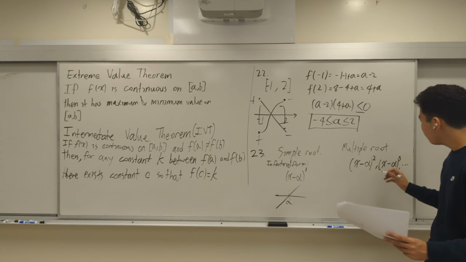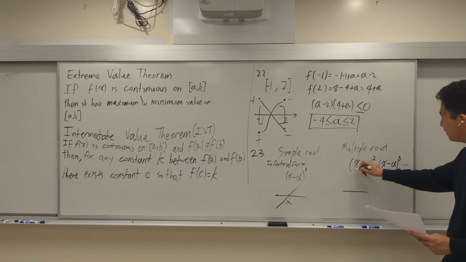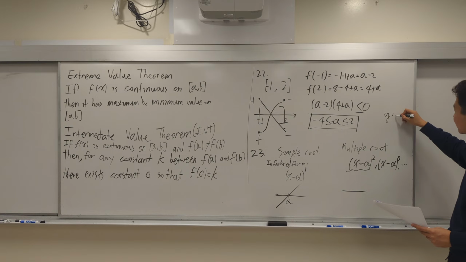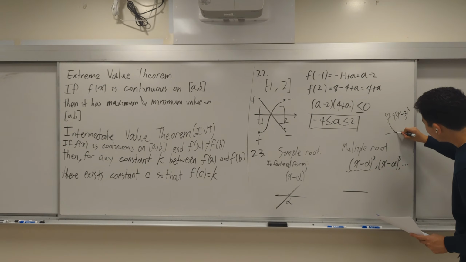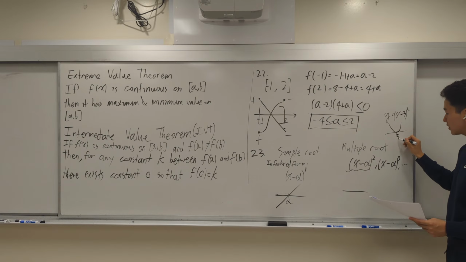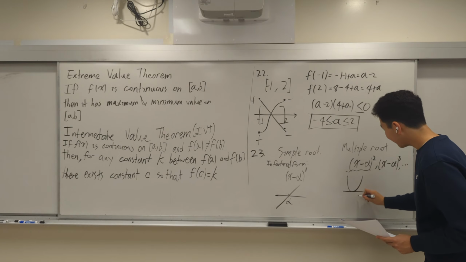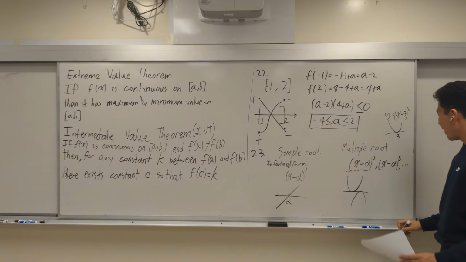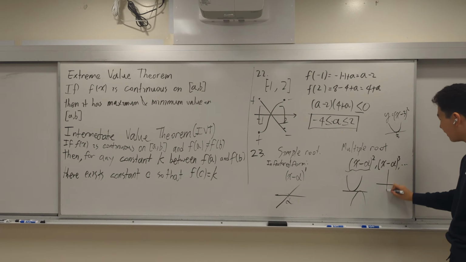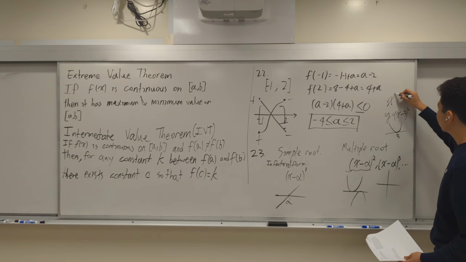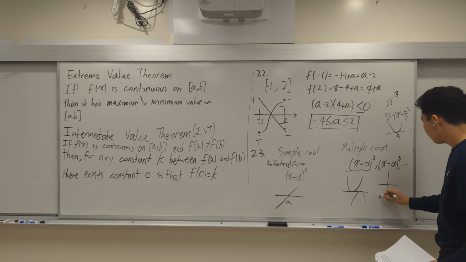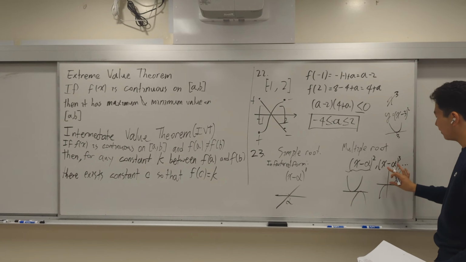A multiple root, we're familiar with this, right? Y equals like x minus 3 squared. It's going to be tangent, but it will go back up at x equals 3, right? So it will either be like this or like this. And x minus alpha to the power of 3, if you've looked at the basic function y equals x cubed before, it will sort of look like that, but you don't have to worry about this too much.